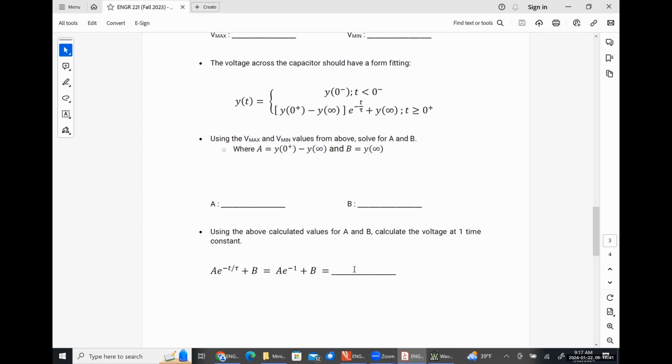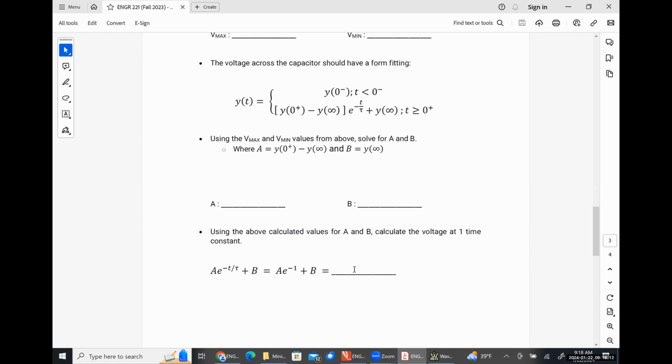So negative 4 e to the minus 1 plus 2. Hannah, what'd you get? Okay. Somebody else, what'd you get? 0.528. So after one time constant has elapsed, our voltage should be about 528 millivolts, okay?